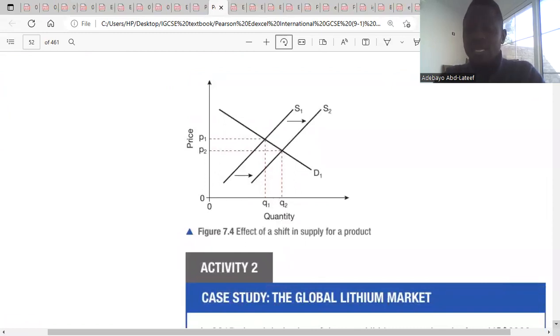As a result of that, there will be a fall in price from P1 to P2, because here the quantity supplied to the market is more than the quantity demanded. Are you with me? So that means prices will fall from P1 to P2, and the quantity supplied will increase from Q1 to Q2, giving us a new equilibrium price at P2. So the point at which demand equals supply will be at P2. Is it clear? Any question about that?